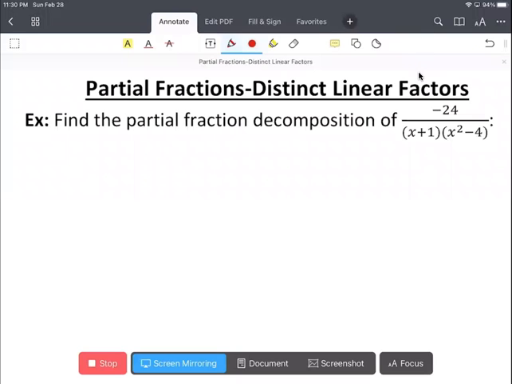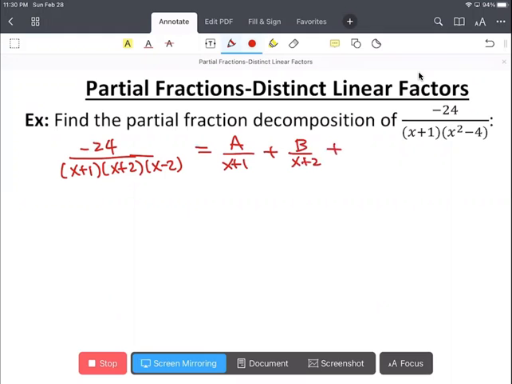In this video, we're going to go over partial fractions of distinct linear factors. Partial fractions mean we have to write the expression as a sum of fractions with simpler denominators. So first, we're going to factor the denominator and set this equal to A over one of the factors, B over the other factor, and C over the remaining factor.